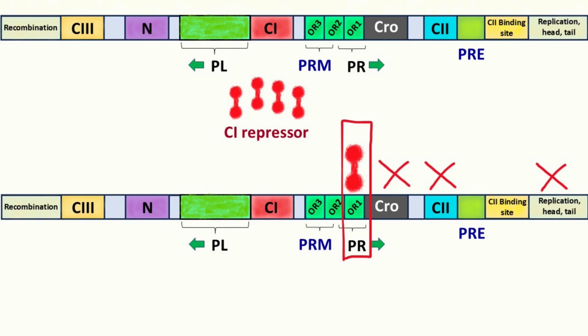Now comes the important part. This is where the CI repressor becomes cunning. The strategic binding of CI repressor on OR1 keeps OR2 and OR3 free. OR2 and OR3 are part of promoter PRM. The PRM promoter allows continuous transcription of CI. As a result, there is more and more formation of CI.